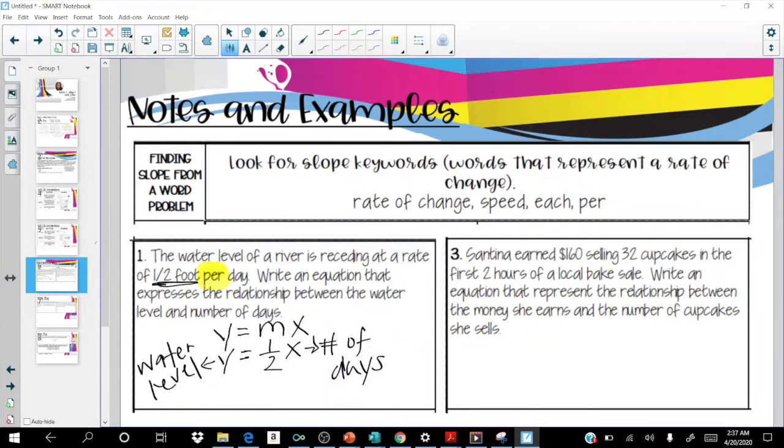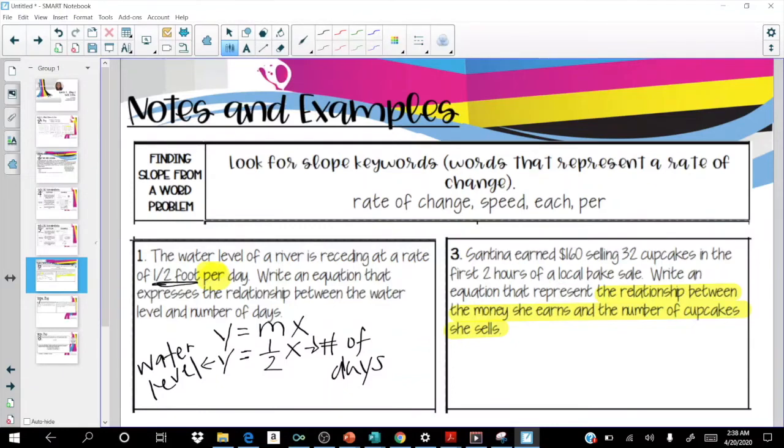Okay, number three. Santina earned $160 selling 32 cupcakes in the first 2 hours of the local bake sale. Write an equation that represents the relationship between the money she earns and the number of cupcakes she sells. In this problem, there is no obvious slope keyword. However, we still can figure it out by looking at what they're asking us to find. They give us 3 different units: money, cupcakes, and hours. We do not need all of those units. So let's figure out what they are really asking us to find. It says write an equation that represents the relationship between the money she earns and the number of cupcakes she sells.